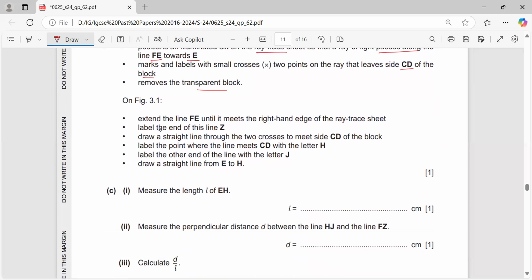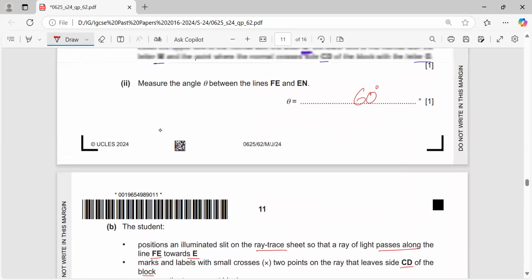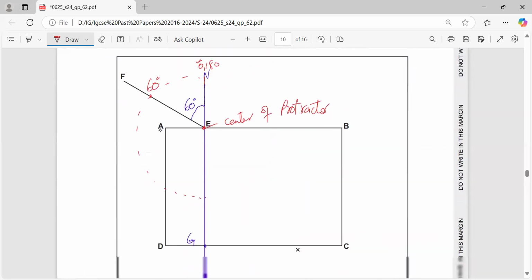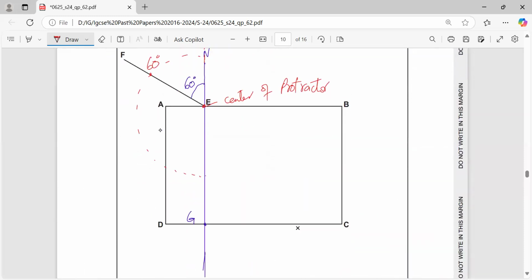On figure 3.1, extend the line FE until it meets the right hand edge of the ray trace sheet. Label the end of this line C. FE, this one. We will stretch it till it touches the right hand edge, and we label that point.